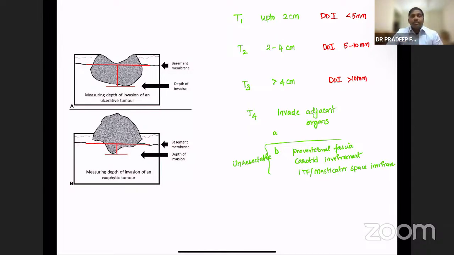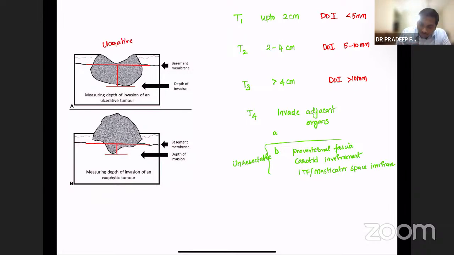So there are different permutations and combinations between the depth of invasion as well as the T stage to properly characterize the staging. You can read it in the recent AJCC staging. So what is this depth of invasion that has been recently added in the AJCC staging? If you look at the tumor, this is the depth of invasion. This is an ulcerative tumor. Okay, the image 1 shows an ulcerative tumor.